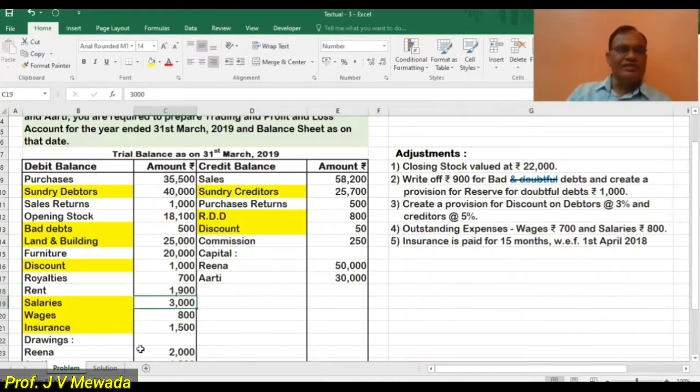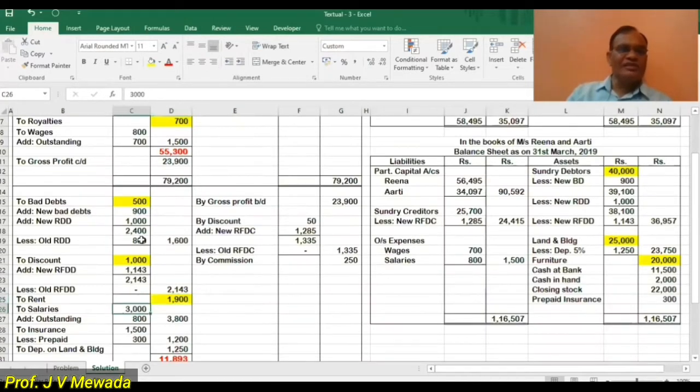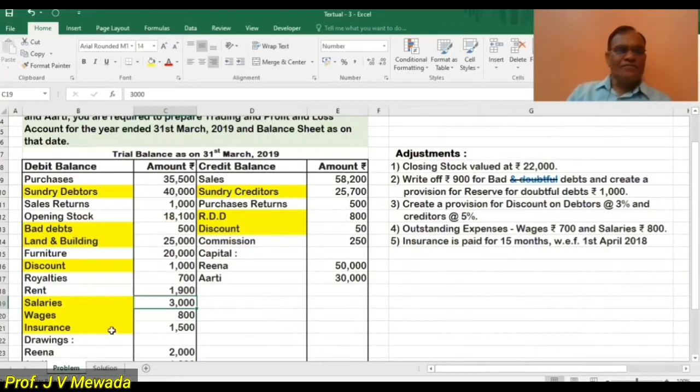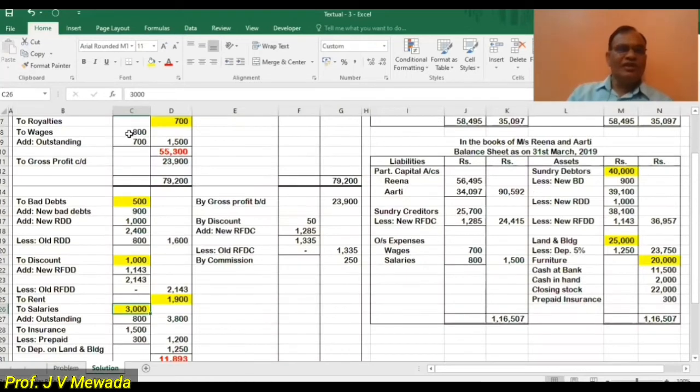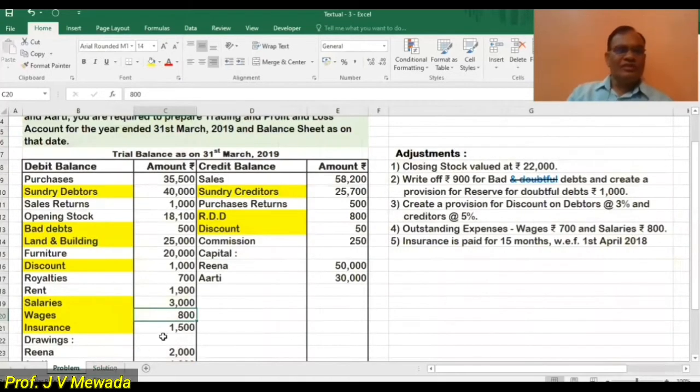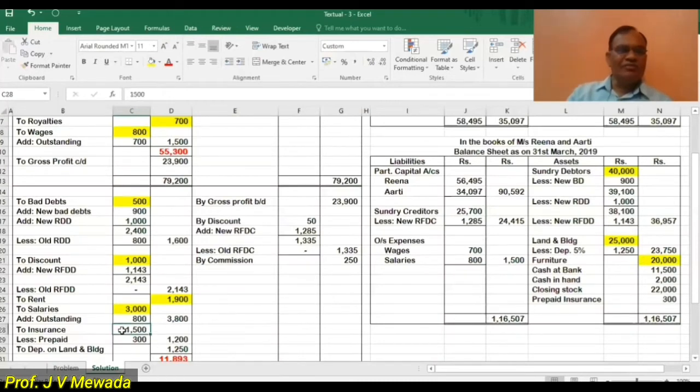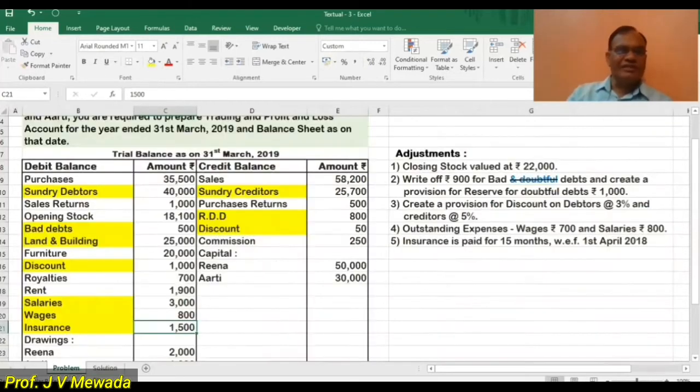Then we are having salaries. So salaries we are writing in the inner column. Salaries 3,000 in the inner column. Then we are having wages. So wages again in the inner column. In the trading account, in the inner column, we are writing wages. Then insurance, profit and loss debit, inner column 1,500. That also we are writing on the debit side.